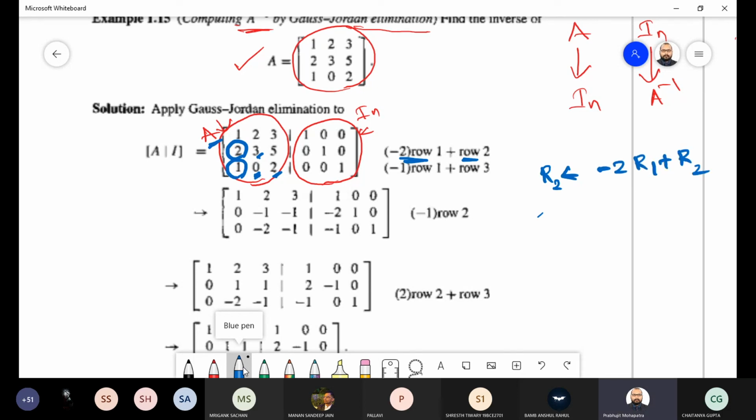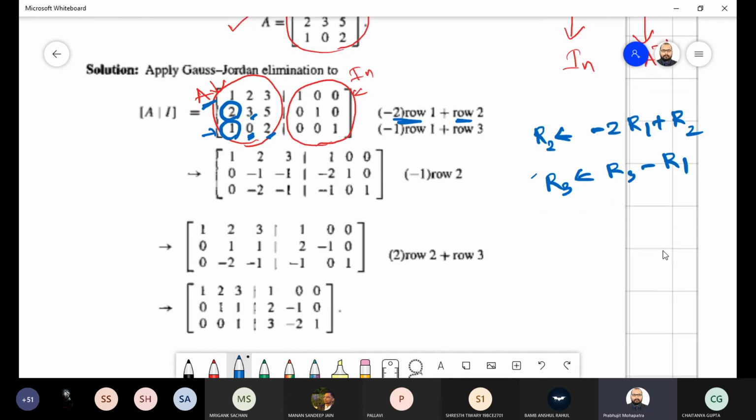Okay? And row 3, here 1 is already there, and this one we have to make 0. So row 3 as row 3 minus row 1. If you are doing this operation, you have to do it on both sides for each row. So what is going to happen? 2 minus 2 times 0 is 0. 3 minus 2 times 2, that is minus 4, so 3 minus 4 is minus 1. 5 minus 2 times 3, that is minus 1. Similarly, here also you have to do. Do not forget the right hand side. You have to do the same operation.